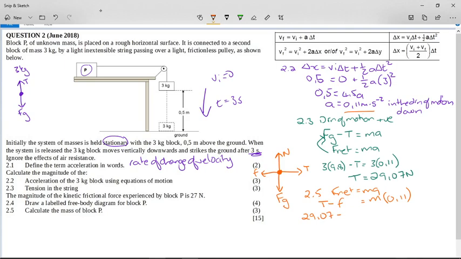So it's 29,07 minus 27, because the magnitude of the friction is 27 newtons, equals 0,11 m. Remember here when it says to you the magnitude, they're just telling you the number. So then we've got something like 2,07 equals 0,11 m. And then by algebra, your best friend, I've got something like 18,82 kilograms. Remember, it must be in kilograms because it's a mass. Okay, and there we go.